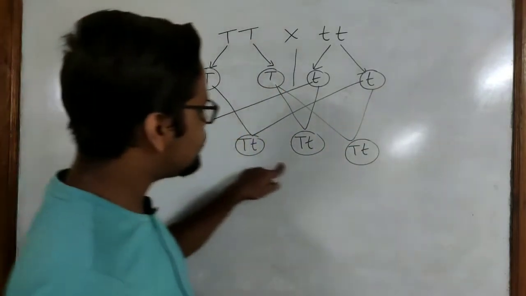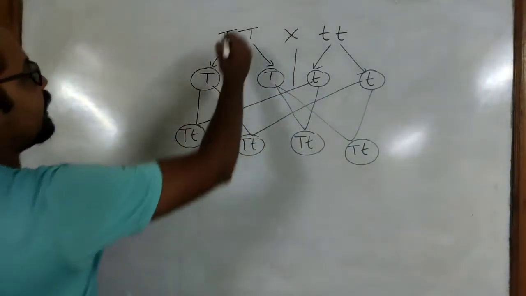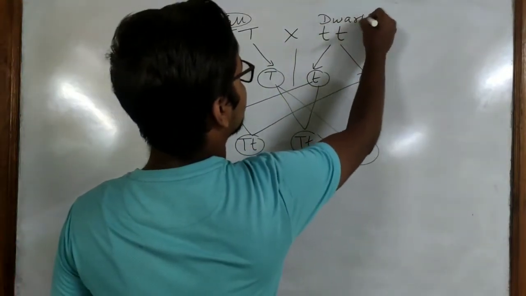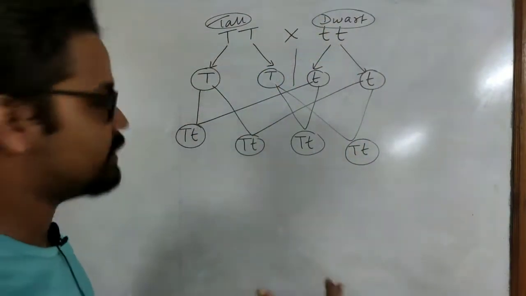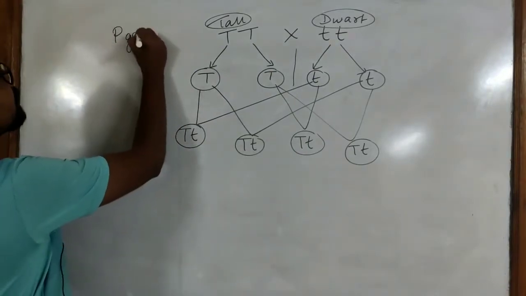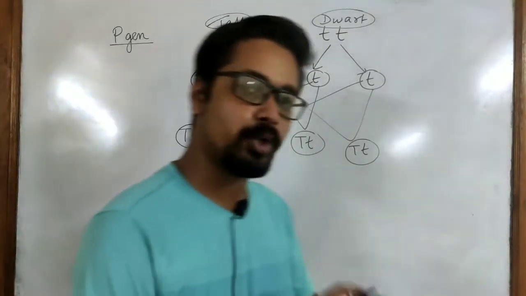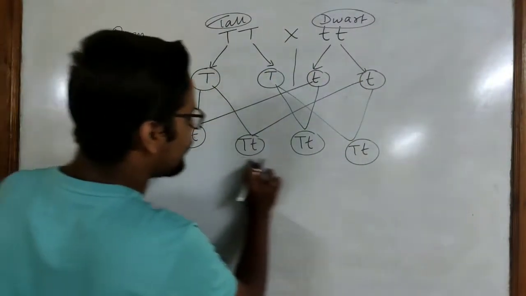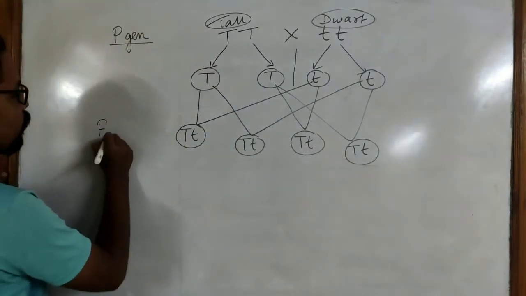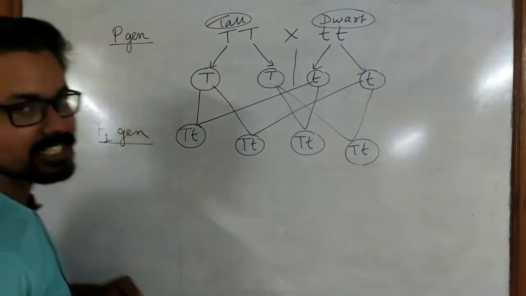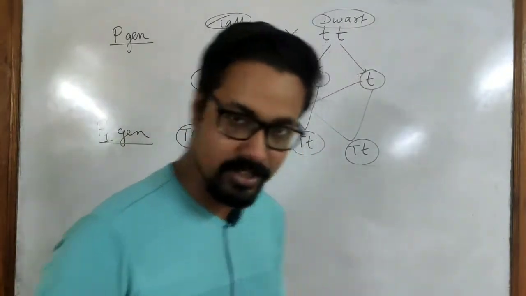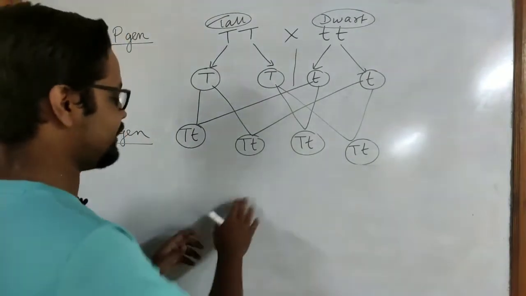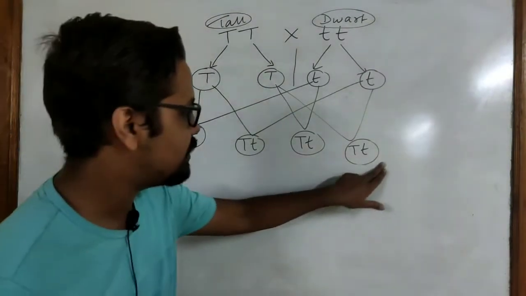So all these we have attained, and as I told you, this was a tall plant, this was a dwarf plant, and this is our parent generation, which we will consider the P generation. P generation means the parents which will pollinate to give rise to the offspring. So after the cross, this is what we have, and this is called the F1 generation, the first filial generation, or the first generation of offspring. Filial, F-I-L-I-A-L, to be very simple.